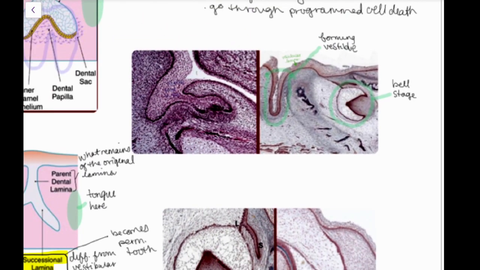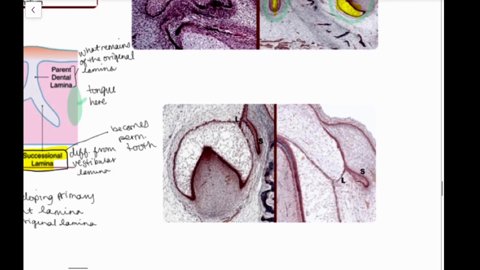So here you can see you have the tooth that's growing, the baby tooth is growing off the main lamina, but then you also have this vestibular lamina, which will form between the teeth and the cheeks. And then here you have successional lamina, and then the baby tooth growing. So successional lamina is where you will have the permanent teeth.